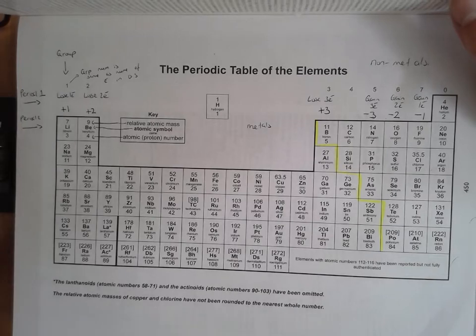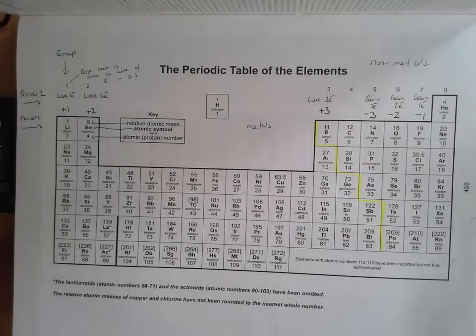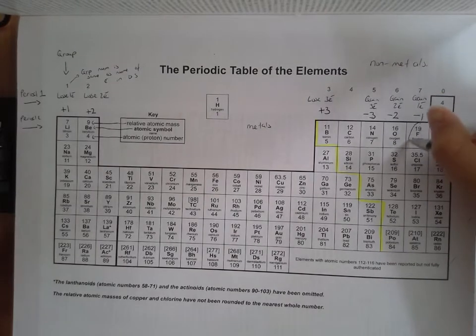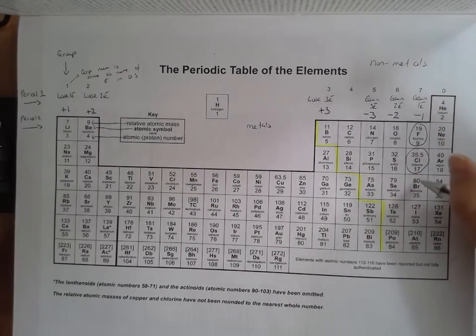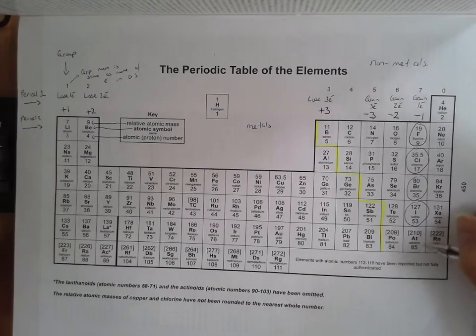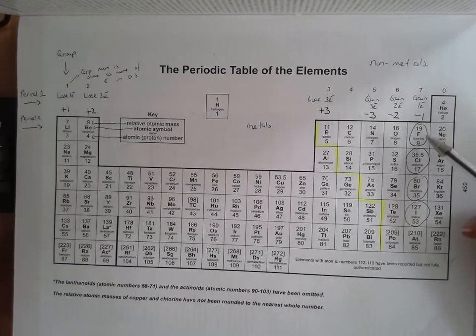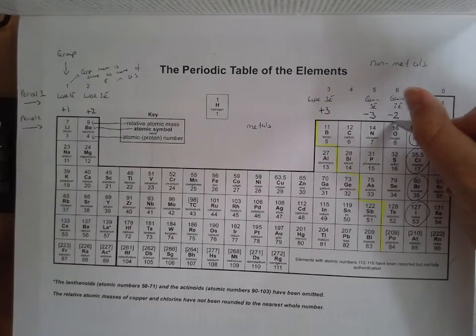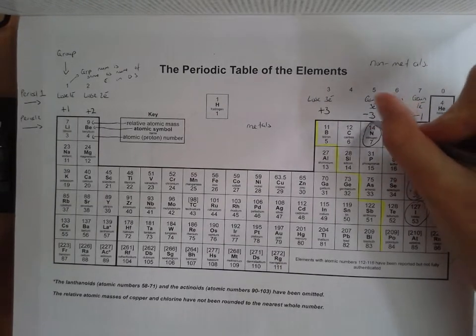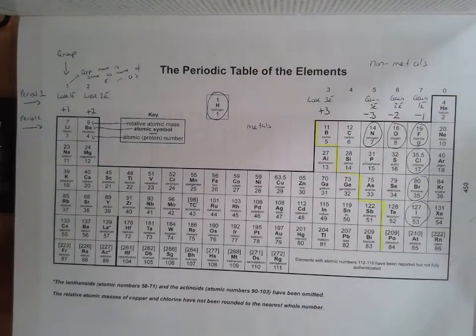Okay, the last thing I would do if I were you, I would circle the following elements. I'm going to show you why in a second. I would circle fluorine and chlorine and bromine and iodine. We never use astatine, so I'm not going to bother circling it. All right, I would circle all of my group 7s. I would circle oxygen, I would circle nitrogen, and I would circle hydrogen.